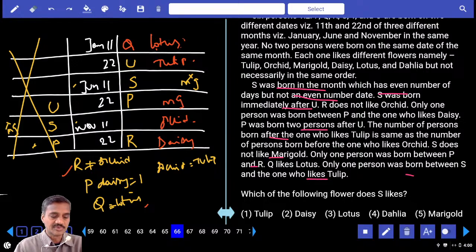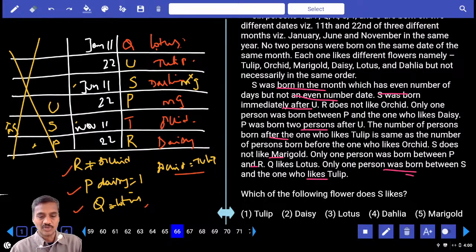Now if P is marigold, what else is left over here? One more, Dahlia, is left over. And who is the person left over here? T is the person left over. And here, only one person between S and this one. Q is lotus. And P and Daisy, there must be exactly one person, which is done with this information. And Q lotus. And at the same time, orchid and tulip have an equal number of persons. There is orchid and tulip.